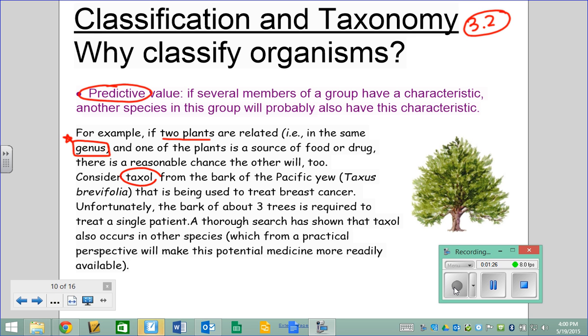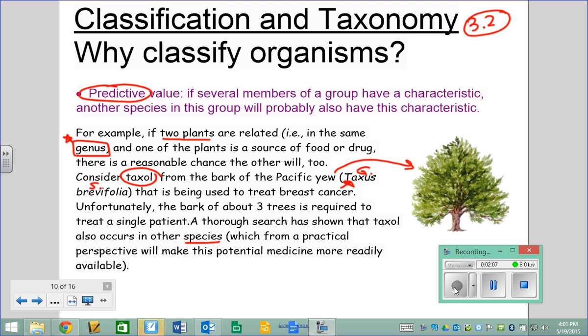So there's a substance called Taxol that comes from this tree, the Pacific yew tree. Its scientific name is Taxus brevifolia. So Taxus is the genus, brevifolia is the species. It's being used to treat breast cancer, but you require a large number of trees worth of bark to treat a single patient. A thorough search has shown that Taxol also occurs in other species that are part of this same genus, Taxus. So other yew trees also have this substance.